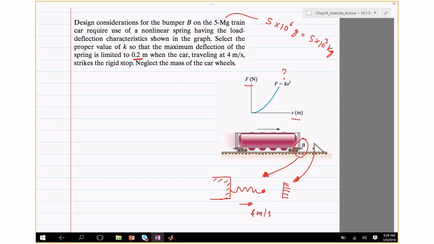So what you notice in this problem is you're given the speed, 4 meters per second, and you're given the displacement, 0.2 meters, so velocity is related to displacement. So here is a place where I would recommend using the principle of work and energy.